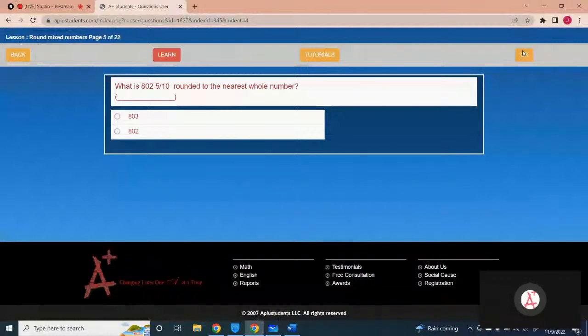What is 802 whole 5 by 10 rounded to the nearest whole number? So the correct option is... please write the answers if you know them. If you have any confusion, just write the question. Your participation is highly appreciated. Yes, very good. It is 803.